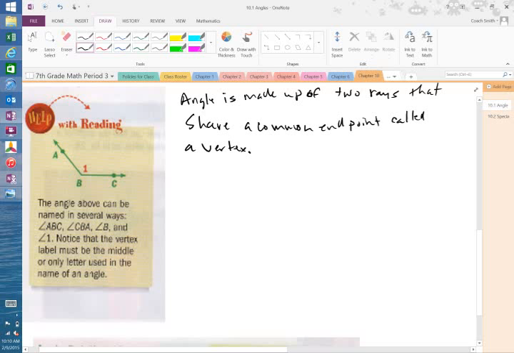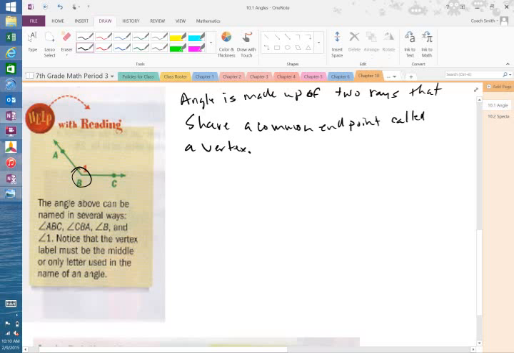So an angle is made up of two rays that share a common endpoint, and we call that endpoint a vertex. As you see in the picture here on the left, the B, that would be your vertex.